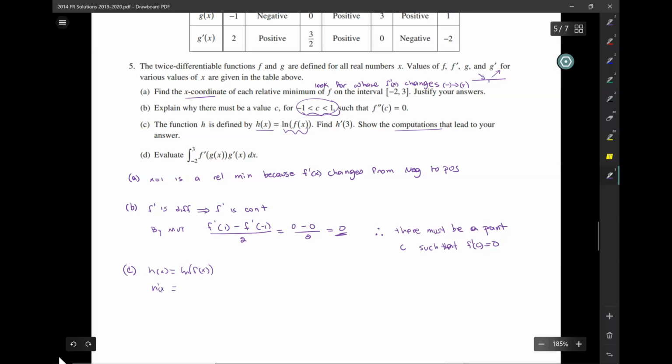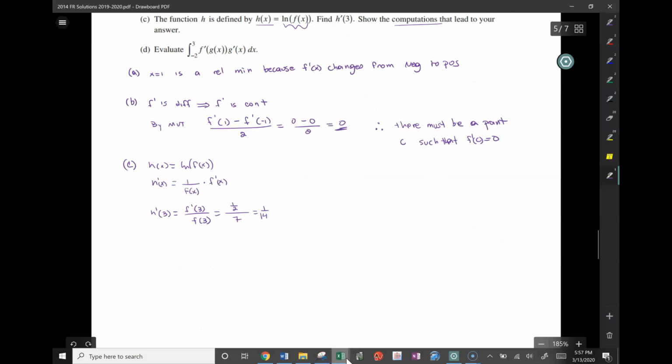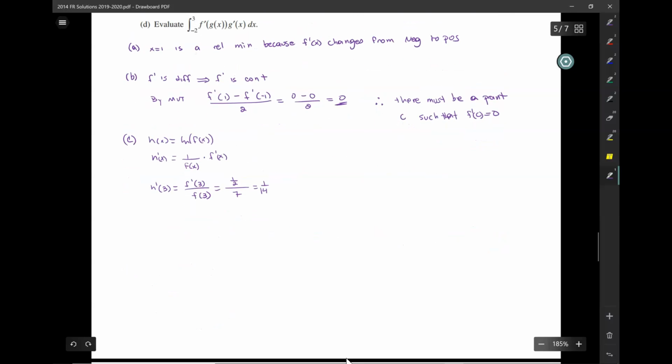Okay, h prime of x is equal to, okay, so the derivative of ln is 1 over f of x times the derivative of the inside, so that's f prime of x. So h prime of 3 then is equal to f prime of 3 over f of 3. And from the chart, f prime of 3 is 1/2. F of 3 is 7. So together, that's 1 over 14. Okay. All right, so part D.